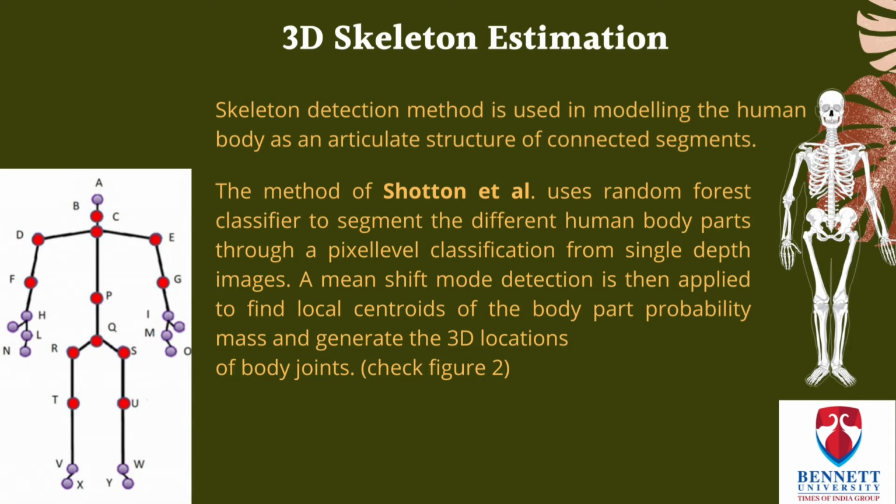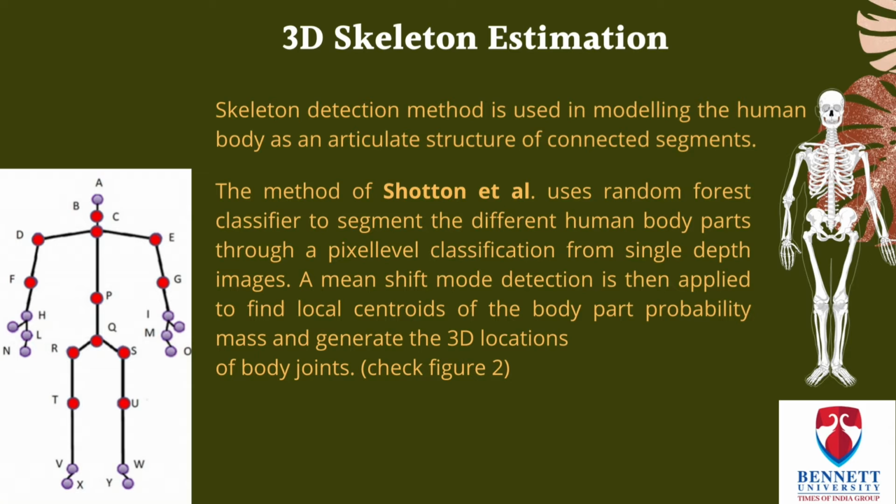3D skeleton estimation. To build the 3D model of human posture, we used the skeleton detection method to localize different body parts. This method is quite accurate in modeling the human body as an articulated structure of connected segments. This can be achieved in real time by the only use of depth images.